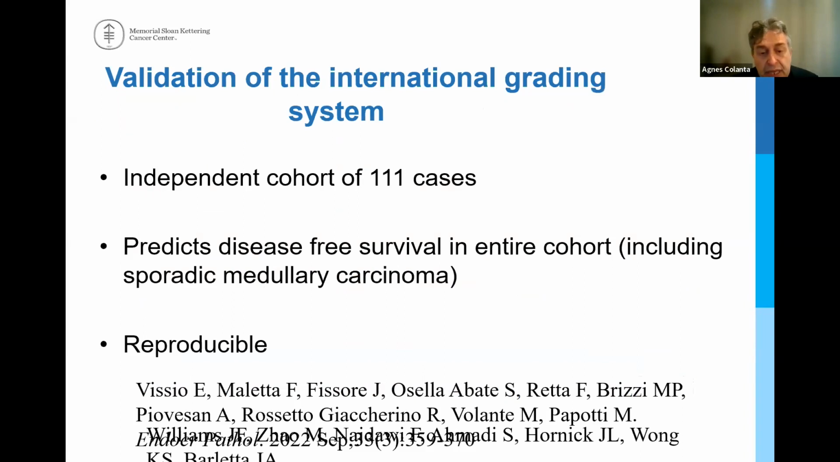Now, this system was validated by an Italian group in an independent cohort of 111 cases. It predicted disease-free survival in the entire cohort, including in sporadic medullary carcinoma. I don't know why they could not predict overall survival in the cohort, but they predicted disease-specific survival. And a study from Brigham and Women's showed that this grading is reproducible among academic pathologists.